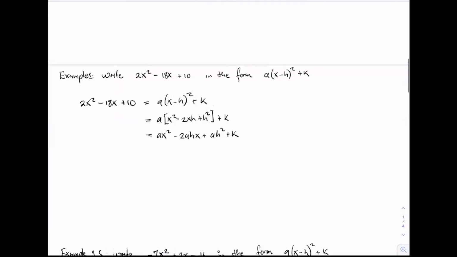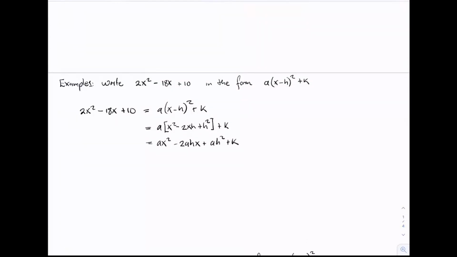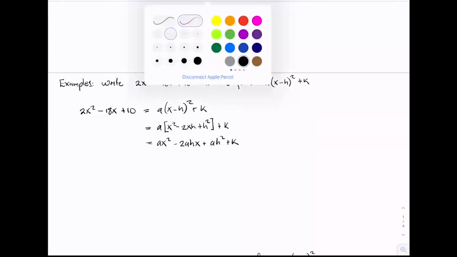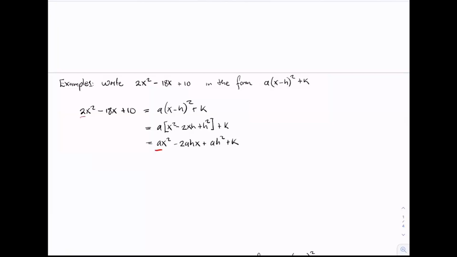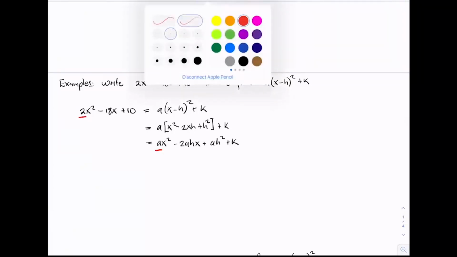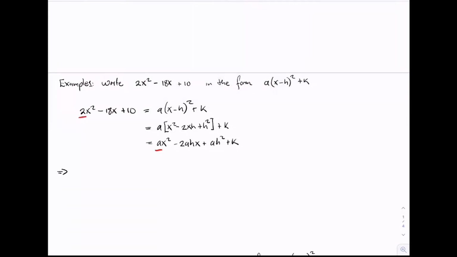With that said, we can now equate the coefficients. On the right-hand side, the coefficient of x squared is a. On the left-hand side, the coefficient of x squared is 2. So if I am equating coefficients, based on the name of the method, we see that a is equal to 2. So we can say that we are equating coefficients of x squared, and that gives us a equals 2.